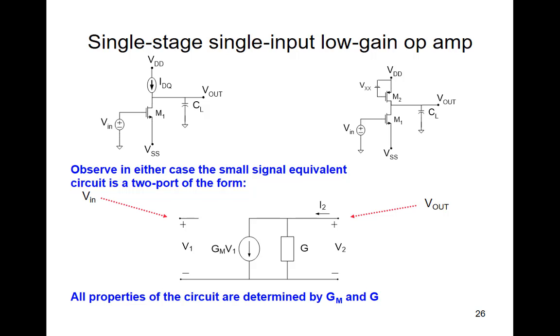Observe that in either case, the small signal equivalent circuit is a 2-port of this form. There's a transconductance device that multiplies the input voltage, and there's a conductance G. That conductance G is either G out 1 or it's G out 1 plus G out 2, depending on which circuit we look at. So we can claim that all properties of this linearized circuit are determined by the two parameters, Gm and G.